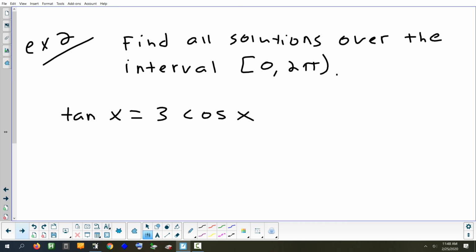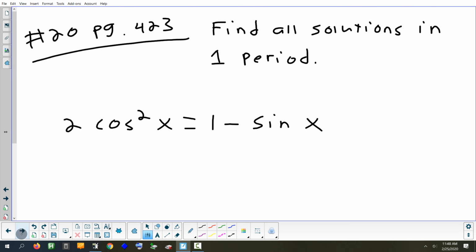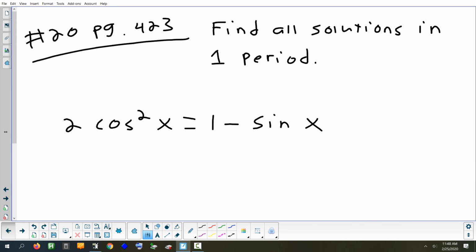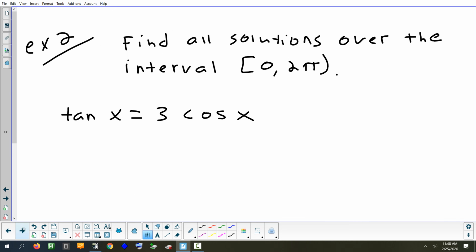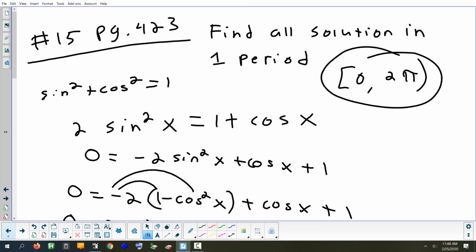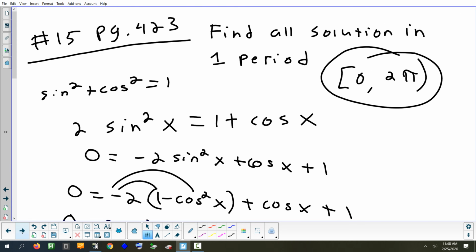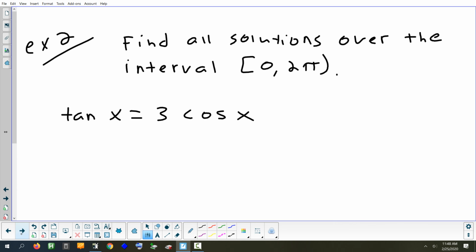All right, let's try one more, and probably stop with that one. I think actually this is example 3, isn't it? That was example 1. Oh, I just called that number 15. So whatever. Okay. So tangent x equals 3 cosine x.